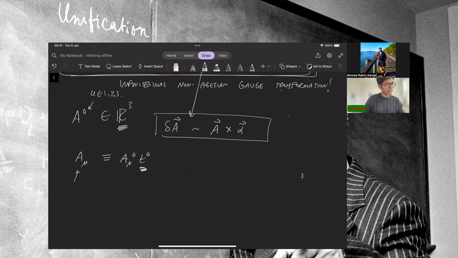Now, any questions about this? I'll take one or two questions if there are any before very, very quickly constructing the Yang-Mills action. Again, very fast.